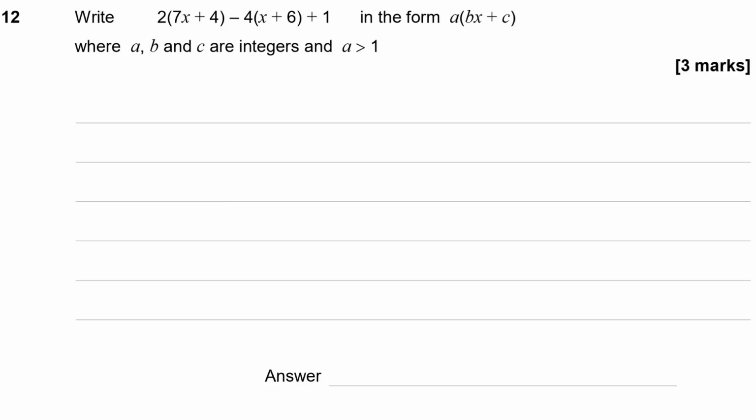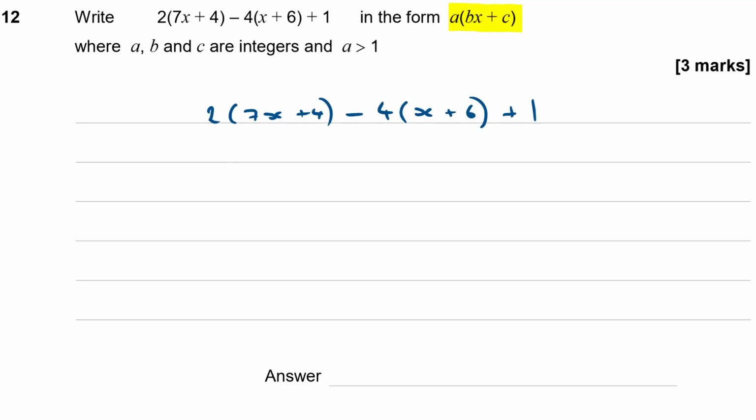So we need to take this expression and rewrite it in the form a open brackets bx plus c. Okay, so we clearly need to multiply it all out, remove all the brackets, collect it all up, and then see if we can factorize something out of it. So let's start with the expression. 2 lots of 7x plus 4 minus 4 lots of x plus 6 plus 1.